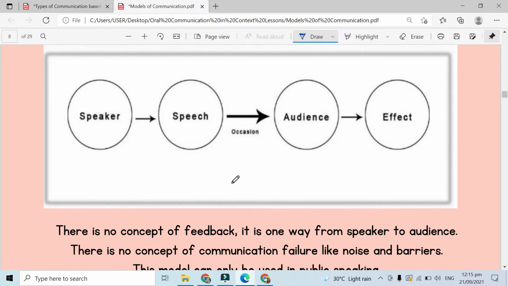So there is no concept of communication failure like noise and barriers. So the speaker gives a speech to the audience, and whatever the effect of the speech to the audience will not be heard. There's no feedback. So whether it's positive or negative, it will not be heard.